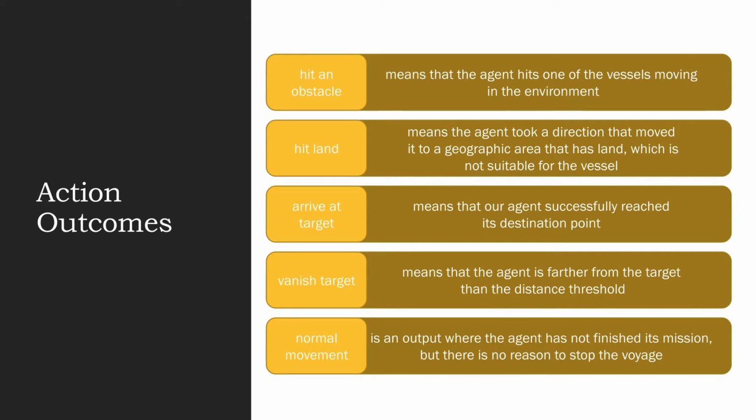Hit an obstacle means that the agent hits one of the vessels moving in the environment. To hit the land means that the agent took a direction that moved it to a geographic area that has land. To arrive at target means that our agent successfully reached its destination point. To vanish target means that the agent is farther from the target than the distance threshold. Finally, a normal movement is an outcome where the agent has not finished its mission, but there is no reason to stop the voyage.